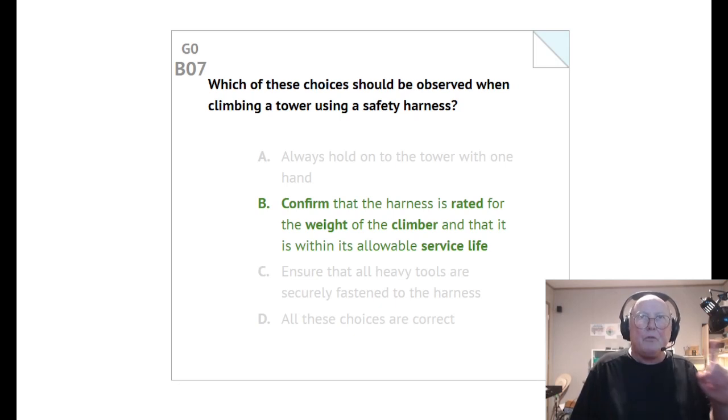So A. Confirm that the harness is rated for the weight of the climber. If he's a skinny guy, smaller gauge belt and stuff. If he's a big boy, then you might need a little heftier climbing belt. All right.